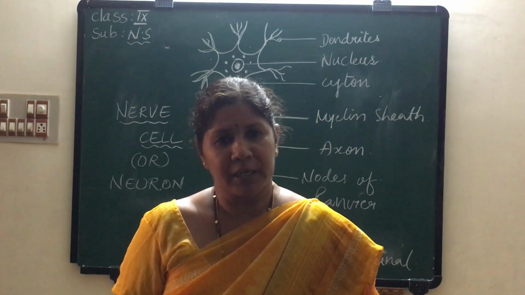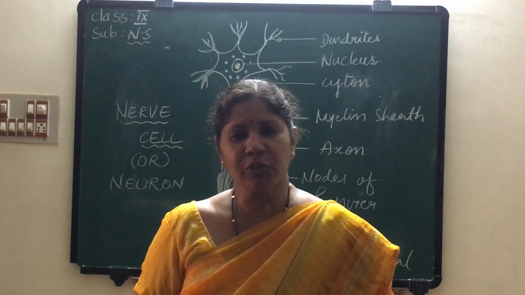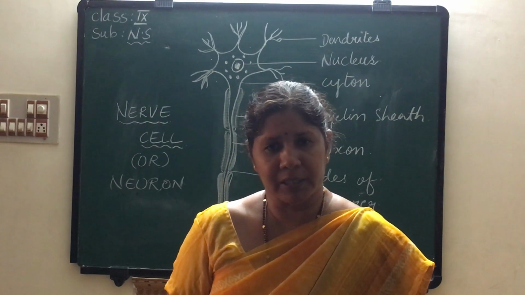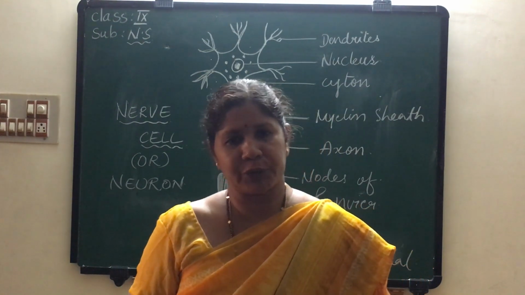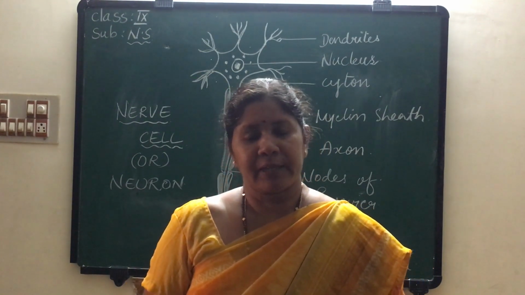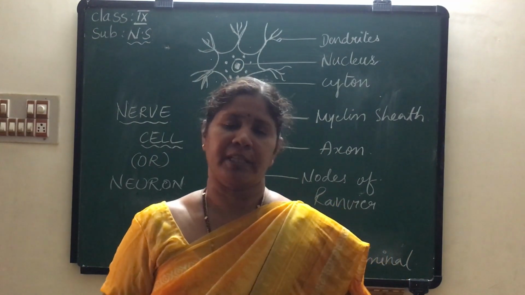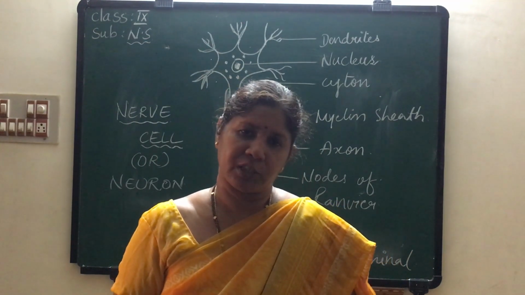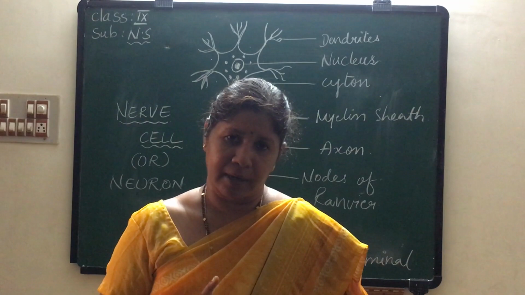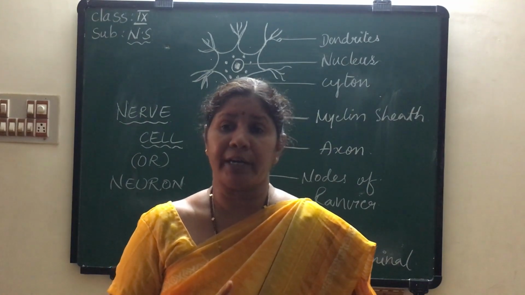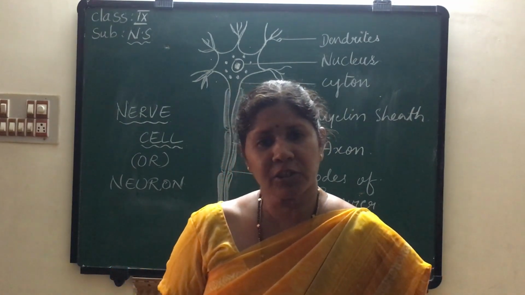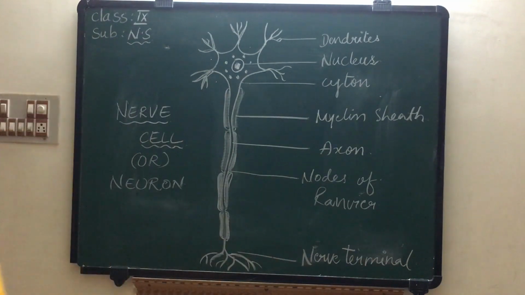Blood is a fluid connective tissue. So these are the four types of tissues: epithelial tissue, connective tissue, muscular tissue, and the next one is the nerve tissue.